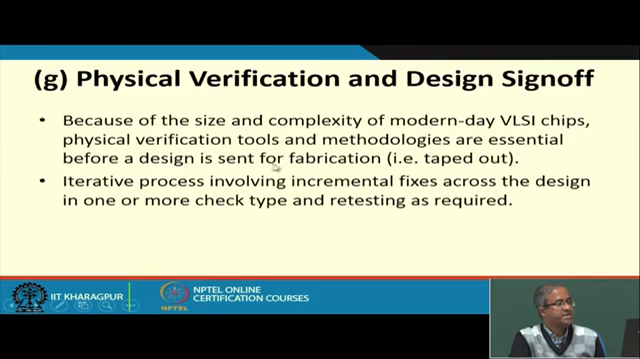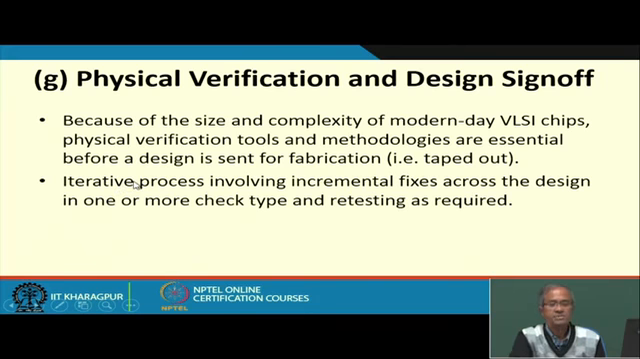See, sending a design for fabrication, sometimes we call it taping out. Taped out is a term which is used very popularly in the design houses, and this physical verification is not a very well defined process. That is why it may require a number of iterations. These are more like some ad hoc checks and optimizations you are trying to carry out, some incremental fixes.